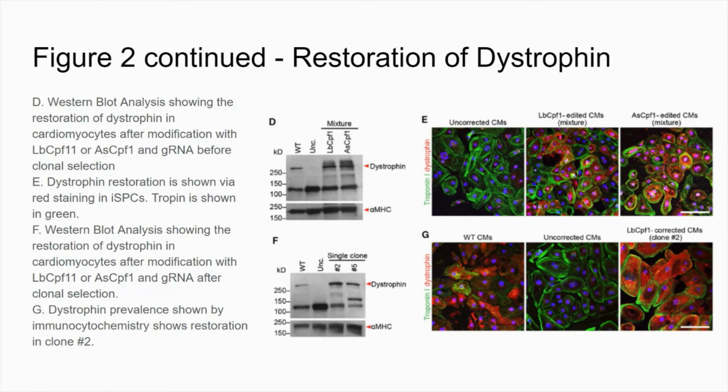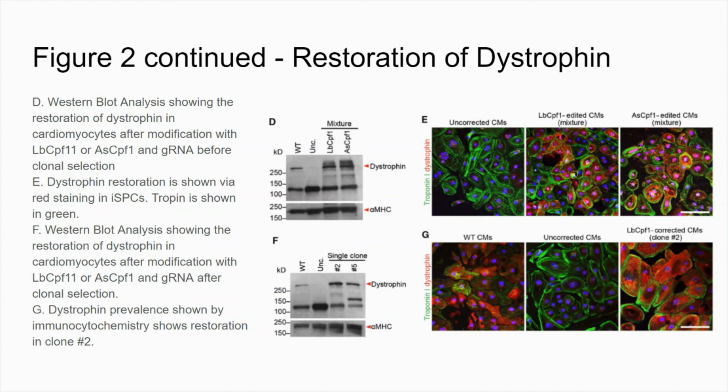Figures D and F are Western blot analyses showing the restoration of dystrophin, as shown in figure D by the thick bands around 250 kilodaltons, and in figure F by the narrow bands also at 250 kilodaltons. As noted, figure D is polyclonal, suggesting that there are various different splices of dystrophin, which is why you see those blurry bands. Whereas in figure F, both of those results are monoclonal for clones 2 and 5, which were successful, but of different sizes.